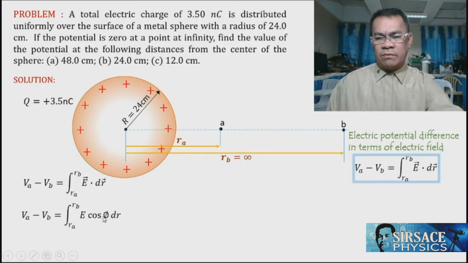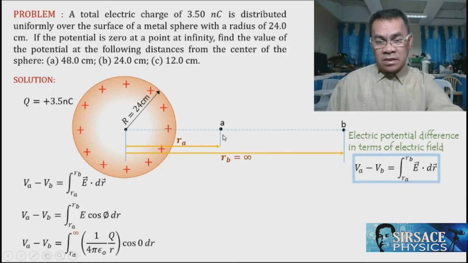The cosine of 0 is 1. So meaning we can eliminate this one. And the electric field varies. What is the electric field at that point? In our previous topic, calculating the electric field requires the charge and the distance only. So, 1 over 4 pi permittivity, Q over R. This is the electric field at that point A, or maybe at point B, or at any point. This is representing any value of R, because we are talking about point A and point B.